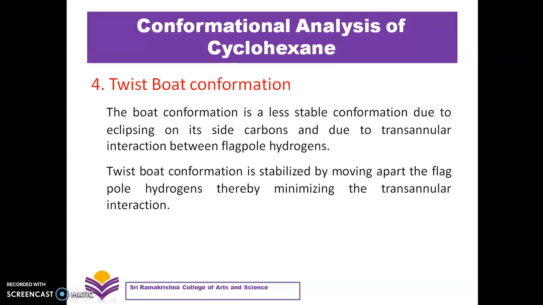The last conformation is the twist boat conformation. The boat conformation is a less stable conformation due to eclipsing on its side carbons and due to transannular interaction between the flagpole hydrogens. The twist boat conformation is stabilized by moving apart the flagpole hydrogens, thereby minimizing the transannular interaction.